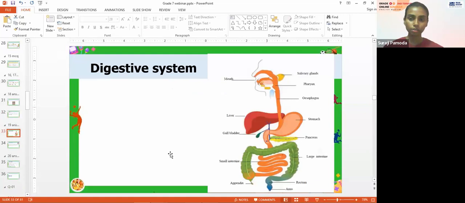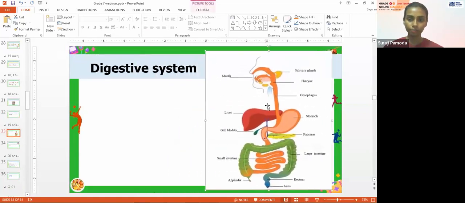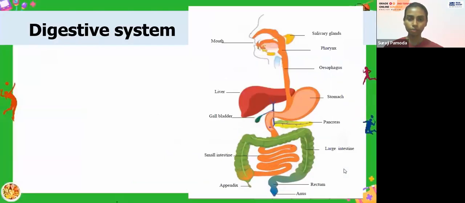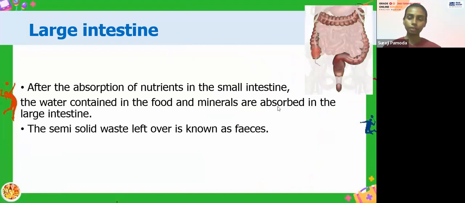Let me show you. This is the digestive system. Here you can see the parts of the digestive system. In green color, you can see the large intestine. Here you can see the mouth and then esophagus, stomach, then pancreas, large intestine. This is the small intestine, rectum and anus. Here you can see the highlighted area is the large intestine.